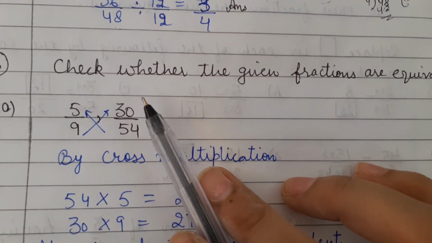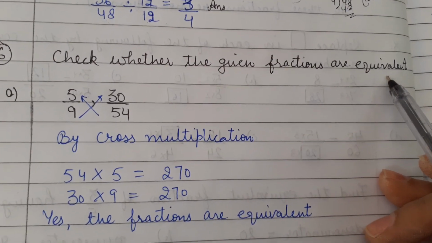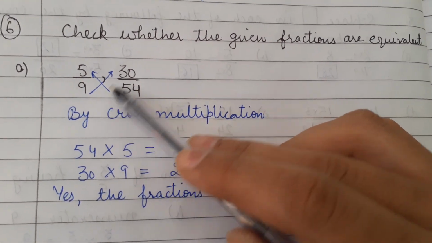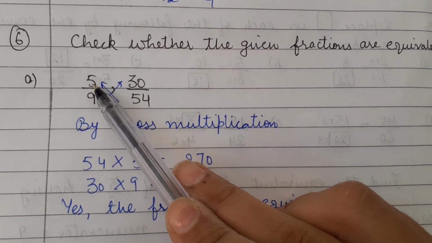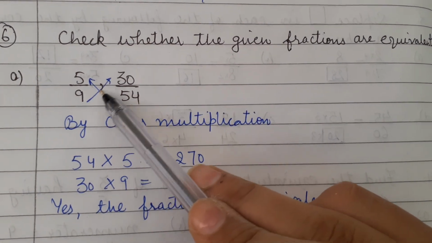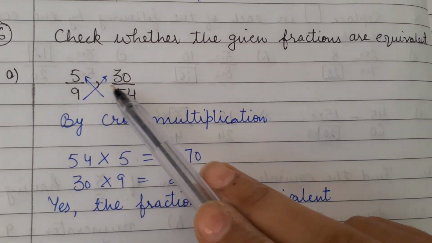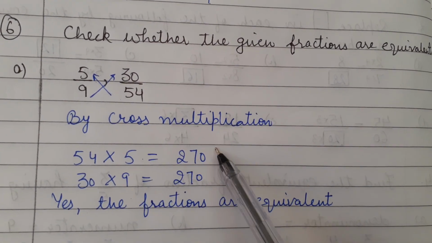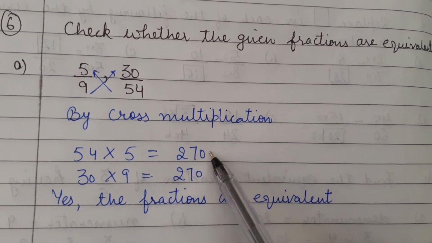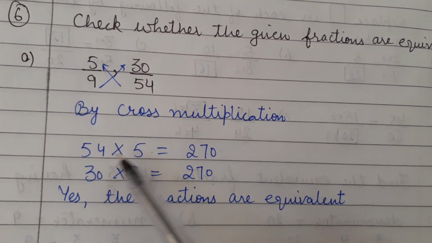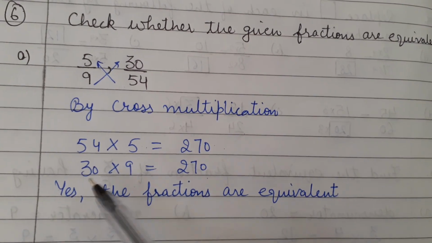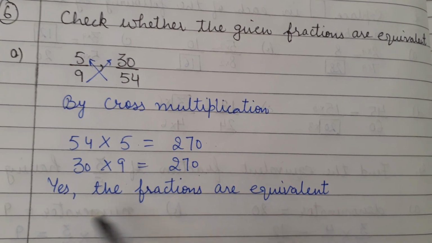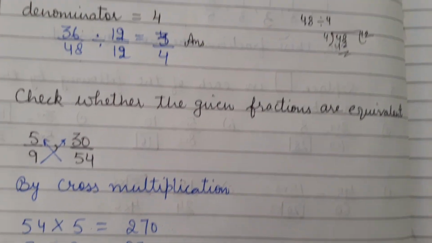Now in question number 6, check whether the given fractions are equivalent or not. How can you check this? By cross multiply. Okay. So 54 will be multiplied by 5 and 30 will be multiplied by 9. Cross multiply, like this, cross. So in both multiplications you are getting the same number, that is 270 and 270. 54 multiplied by 5 you will get 270. 30 multiplied by 9 you will get 270. So if both the numbers are equal, then you will say yes, the fractions are equivalent.